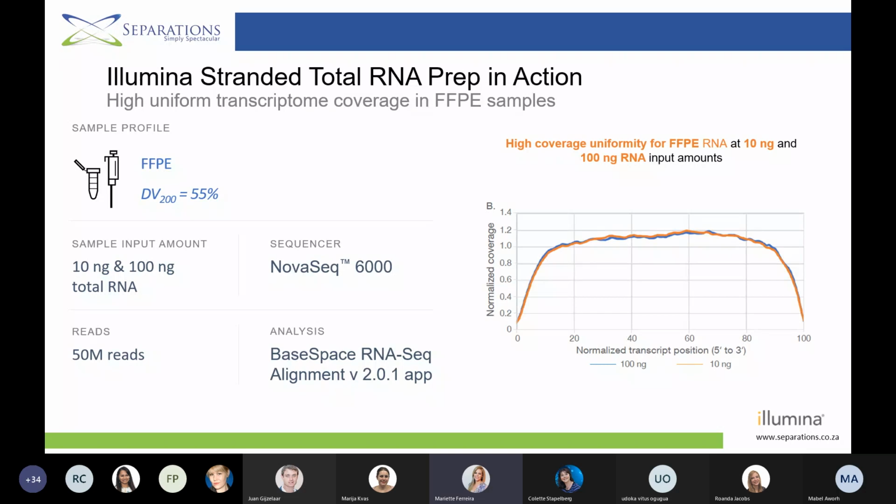The other thing that we looked at is our FFPE samples, where we compared 10 nanogram and 100 nanogram samples. And again, you've got that normalized coverage across both concentrations.